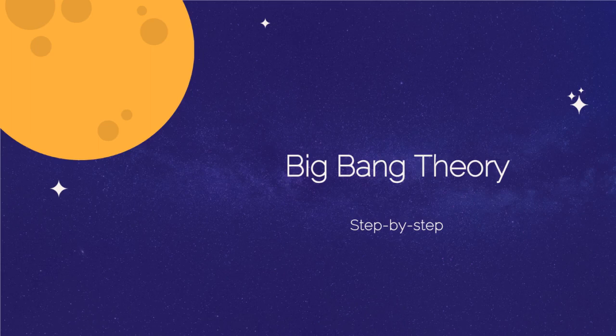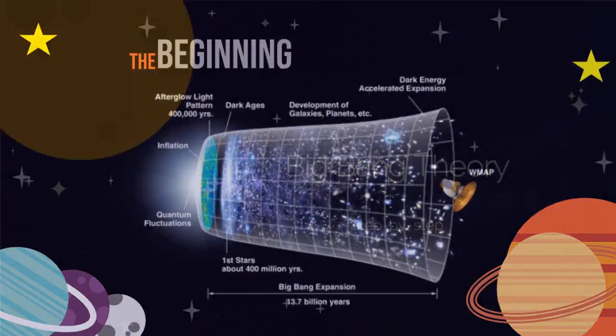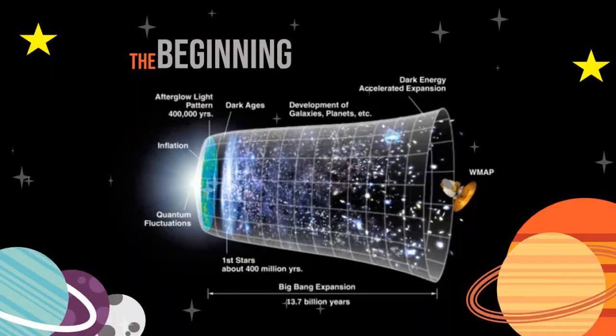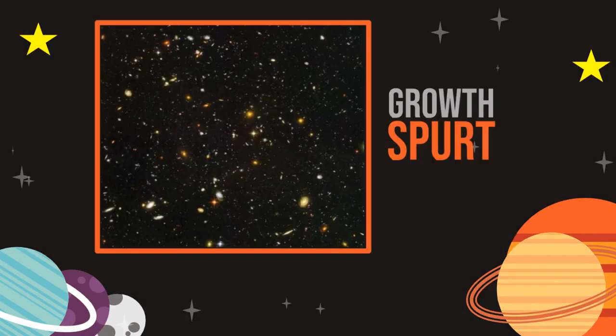Now, let's do it step by step so that we can understand it more. First, in the beginning, the Big Bang was not an explosion in space. Instead, it was the appearance of space everywhere in the universe from the primordial fireball. When the universe was very young, it underwent an incredible growth spurt. During this burst of expansion, which is known as inflation, the universe grew exponentially and doubled in size at most 90 times.